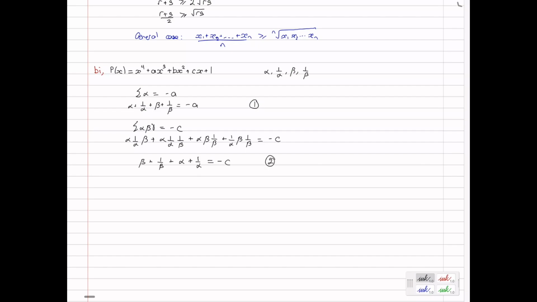So clearly we can see that in equation 1 and equation 2, the left-hand sides are equal. It's actually equal to the sum of roots taken one at a time. So therefore, 1 and 2 tell us that negative a equals negative c, that is, a equals c. And that's the first part.